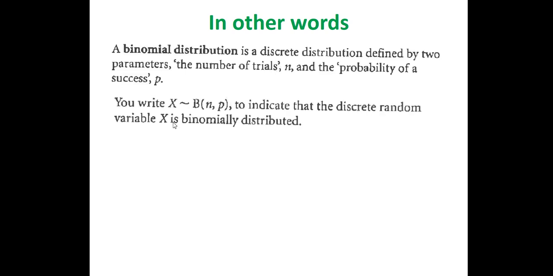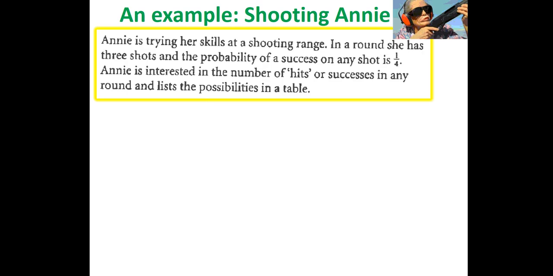A notation you might start to see is X, a little wavy symbol, B for binomial, n for the number of trials, p for the probability of success, to indicate that the discrete random variable X is binomially distributed. So you need to be able to understand that this notation is telling you there's a binomial distribution. Rather than write it as a sentence, they can use that notation. Let's apply it so you can see how to use it.